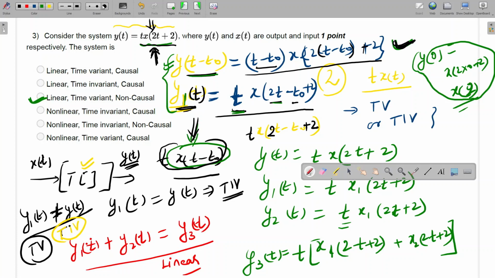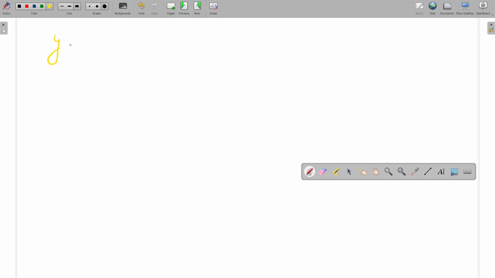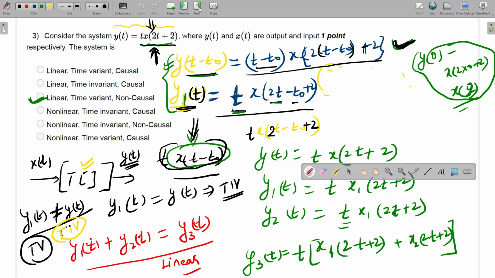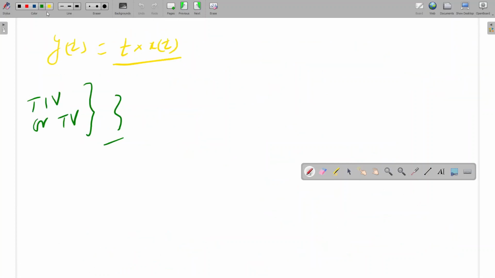One more question I will do based on this only. This I have taken here, t into x(t). If t into x(t) is there, whether that will be time invariant or time variant. Y of t is equal to t into x(t). This will be TIV or TV. Can anyone reply? This is a very small question based on the previous one. Previously it was t into x(2t plus 2). Here only t into x(t) is there. So will this be time invariant or time variant?